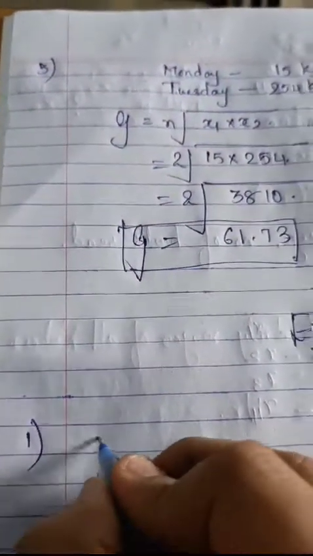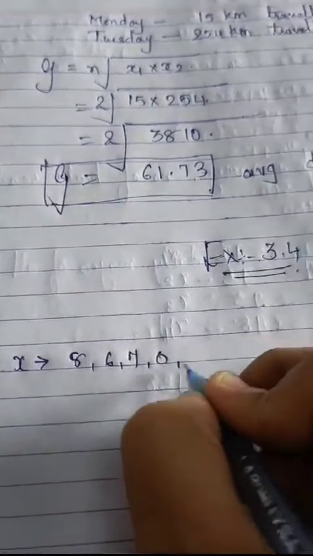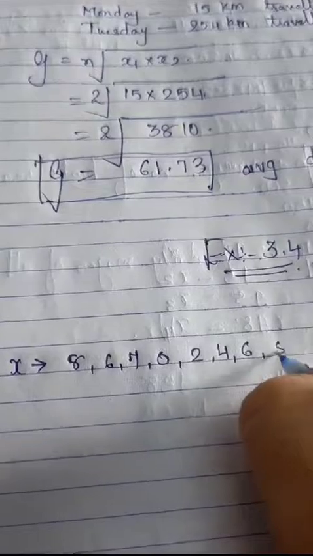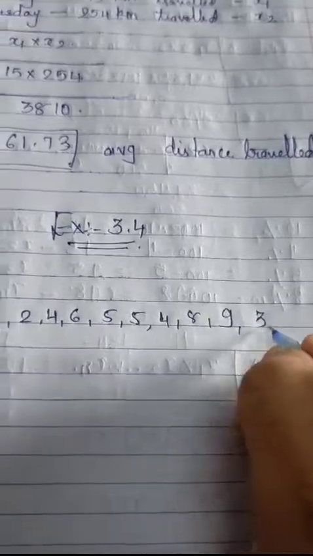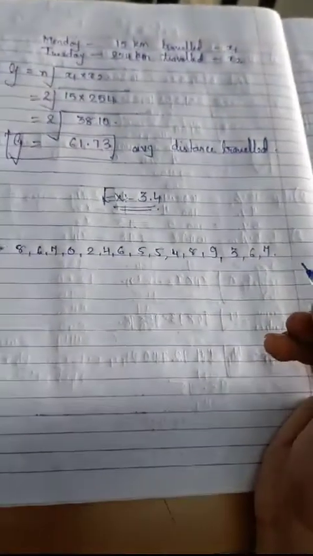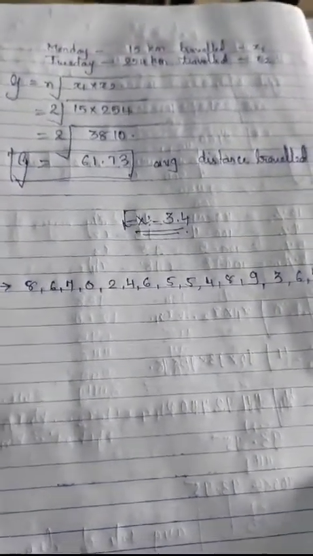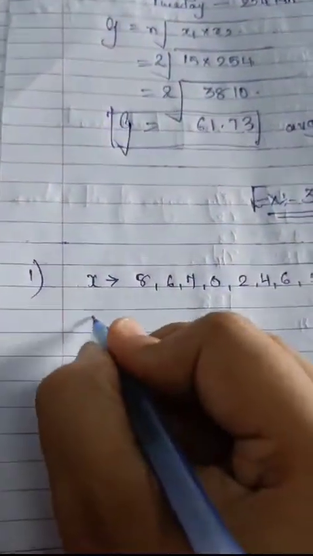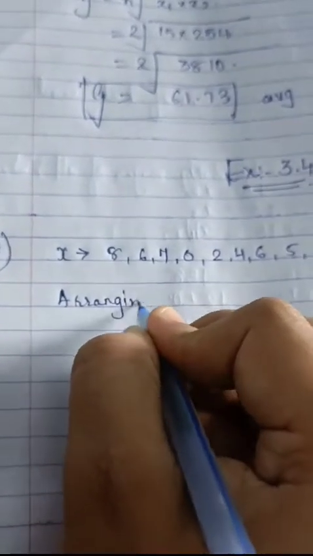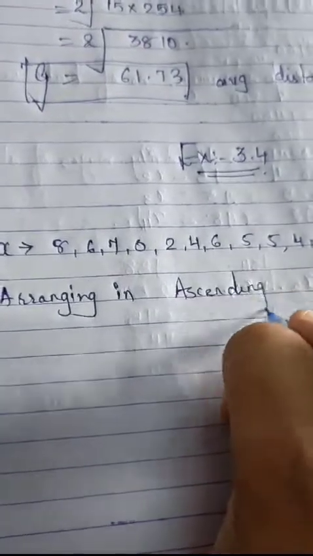The observations they have given, that is x, are 8, 6, 7, 0, 2, 4, 6, 5, 5, 4, 8, 9, 3, 6, 7. Whenever we are finding positional averages, the first step is to arrange them in ascending order. Ascending order means small to big.